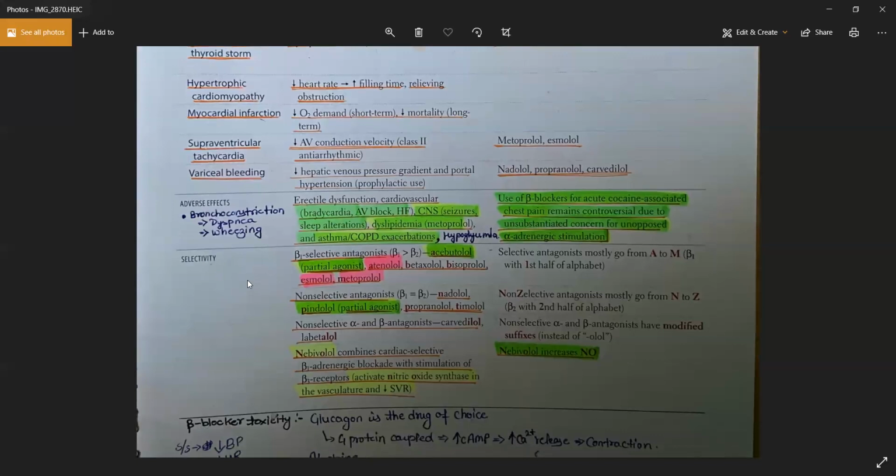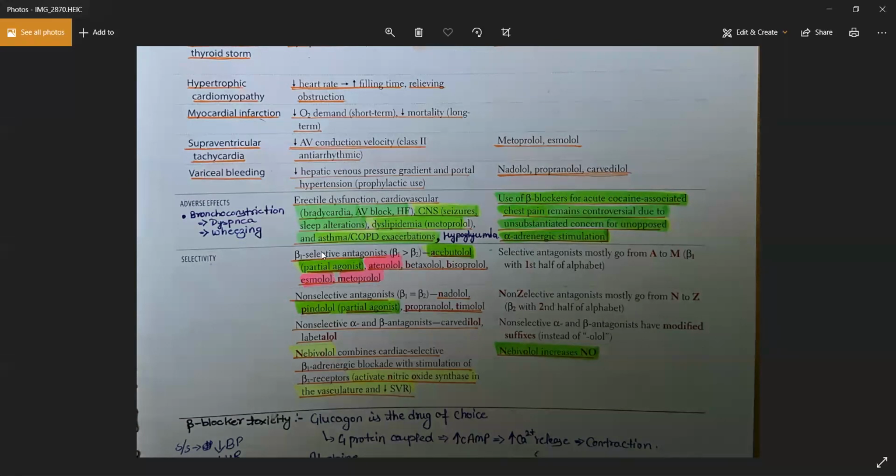Okay, so what are the adverse effects of beta blocker therapy? Because you're inhibiting the beta receptors, you will get bradycardia, you will get AV block, you will get heart failure. And that's why I told you, in case of an acute heart failure, you will never use these agents. In the CNS, you will get a loss of norepinephrine stimulation of beta receptors, you will get seizures, you will get sleep alterations. And like I told you, all the beta receptors are involved in lipolysis to release the free fatty acids. So once you give beta blocker therapy, what you will have is dyslipidemia, right?